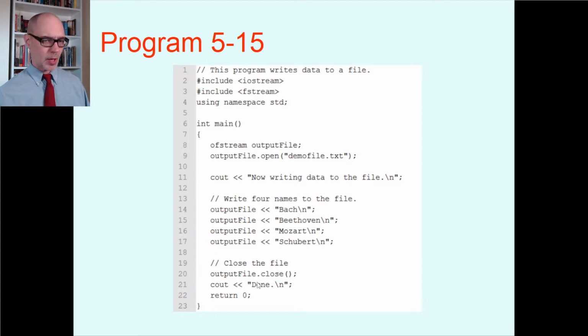You've got to close the file right before the end of your program. So you write output file dot close, empty parentheses, and that's how you do that. Name the object, dot, name the function, and no parameters here. And then here is one of the very few pieces of cout in this program. This gets printed to the console. We're going to print done so the user knows that the file handling is over. So that's what happens with this program. We should test this.